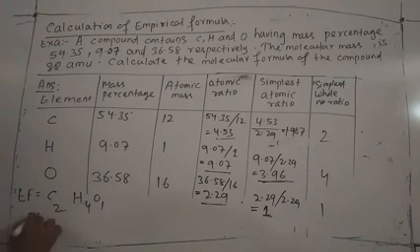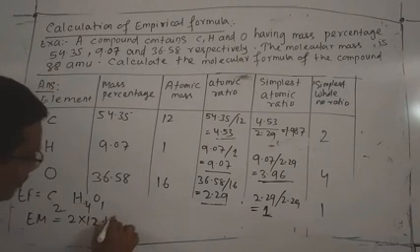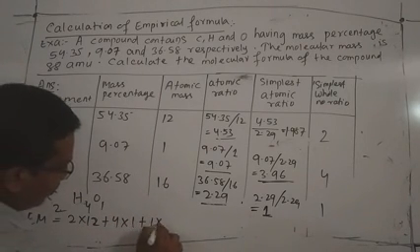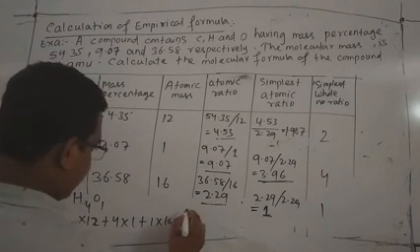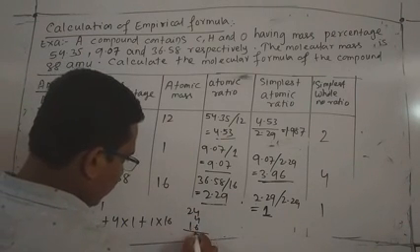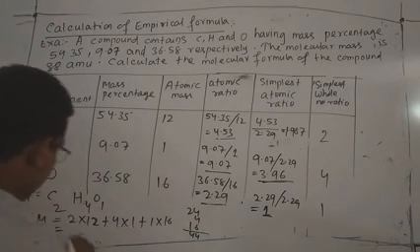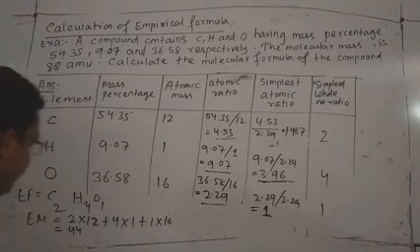What will be the empirical mass? 2 into 12 plus 4 into 1 plus 1 into 16. What is the value? That is your 2 into 12 means 24, plus 4 means 28, plus 16 is 44. That is your 44. The empirical mass is your 44.